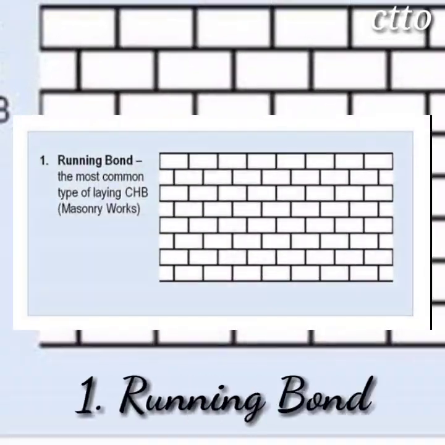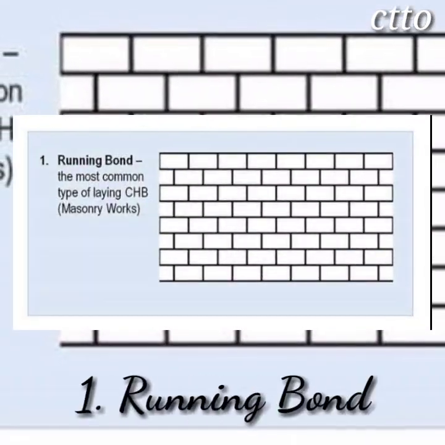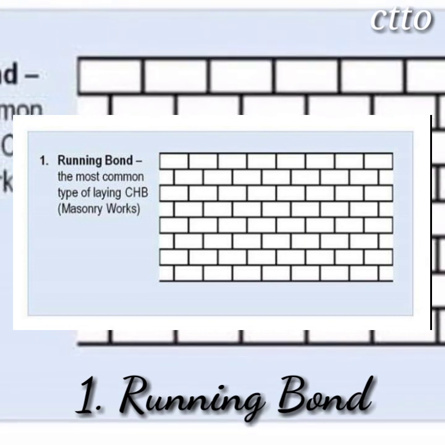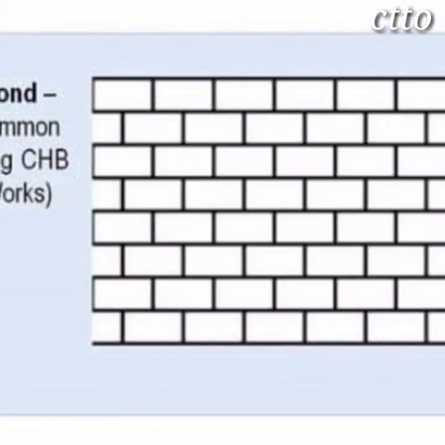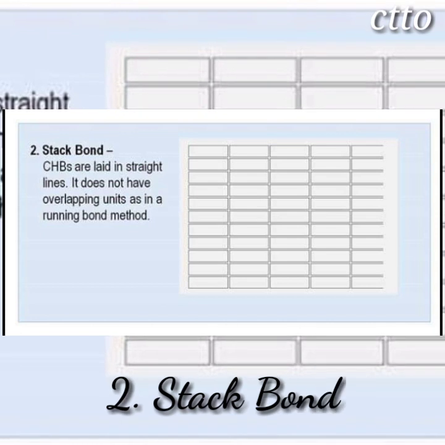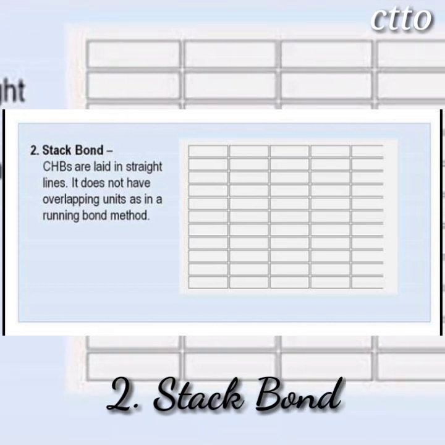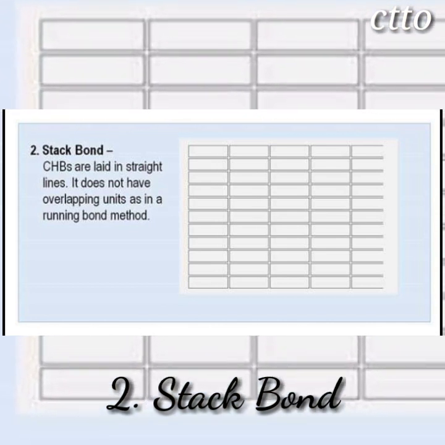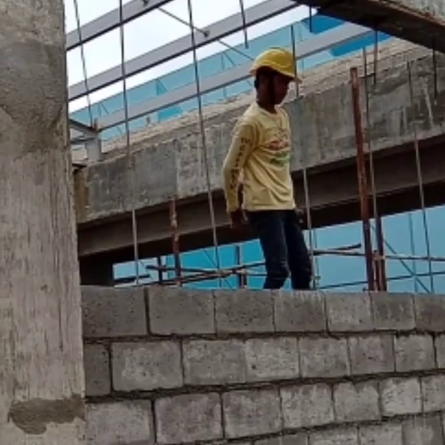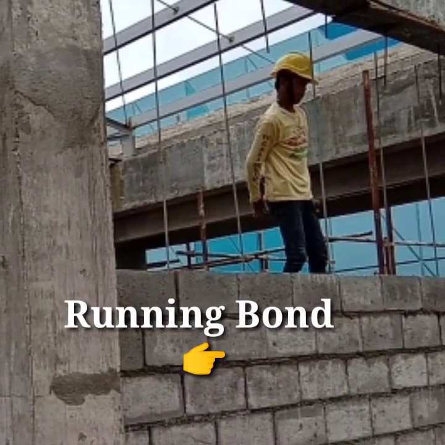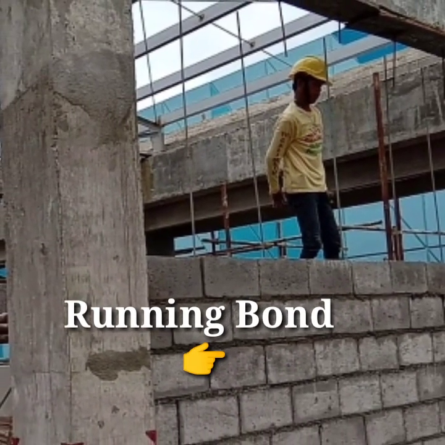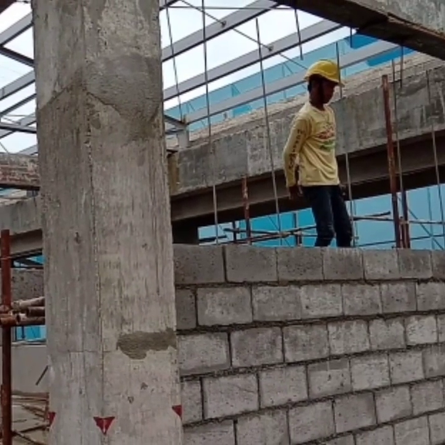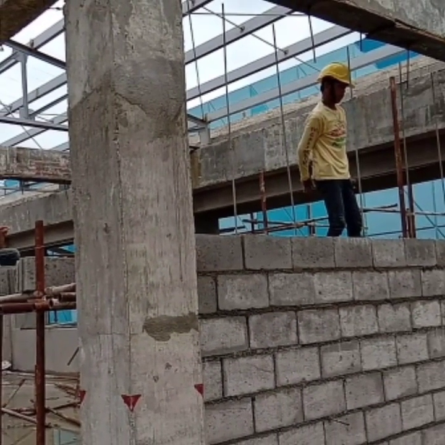CHB laying has 2 methods, the running bond method and the stack bond method. Running bond method is the most common method nowadays in the construction industry, in which concrete hollow blocks are staggered.